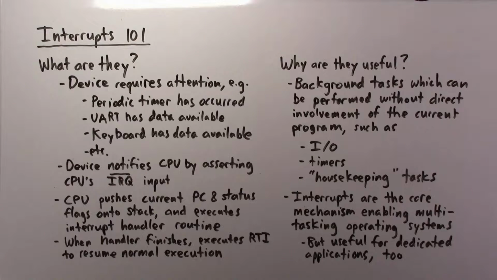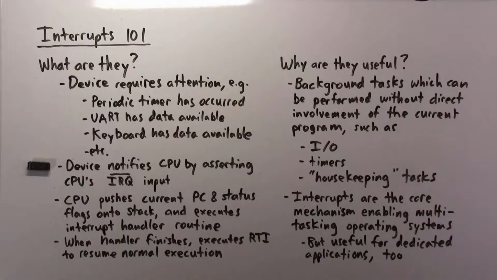Before we delve into the hardware and software changes required for supporting interrupts in the 6809 system, let's discuss some background. First, let's talk about what interrupts actually are. Interrupts are a hardware and software mechanism which allow the system to promptly attend to hardware devices which require attention. Some examples of hardware devices requiring attention are: a timer device has signaled that a timer event has occurred, a UART received some data, a key was pressed or released, and the keyboard controller has data available.